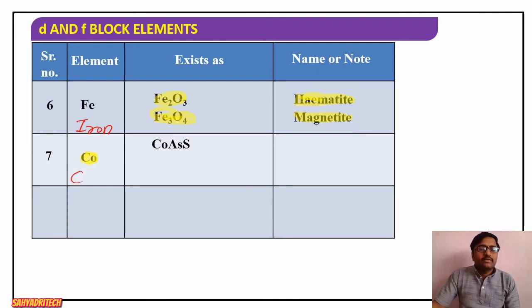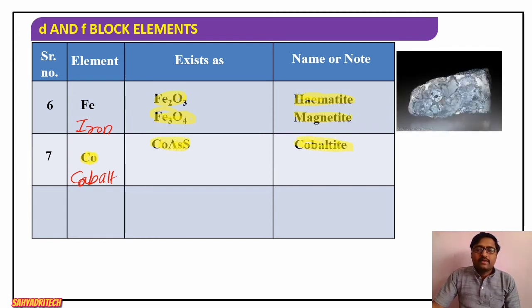Cobalt, how does it exist? Cobalt exists as CoAsS, cobalt arsenic sulfide. What is the name? It is named cobaltite. What is the composition? CoAsS. Co stands for cobalt, As stands for arsenic, and S stands for sulfur. So cobalt arsenic sulfide is commonly called cobaltite.